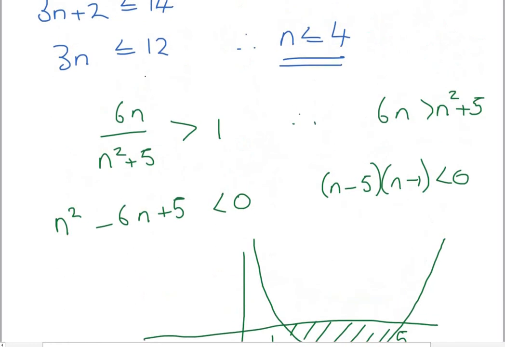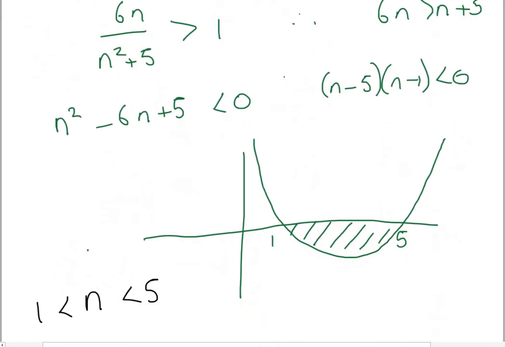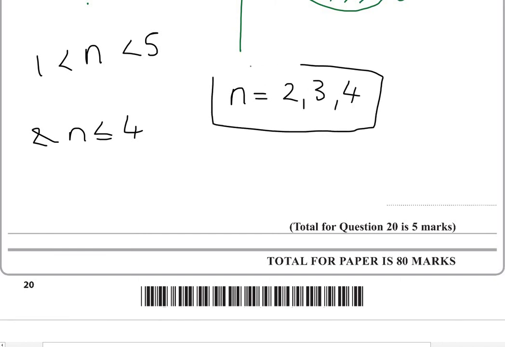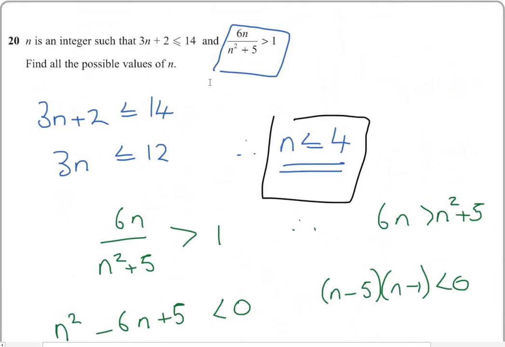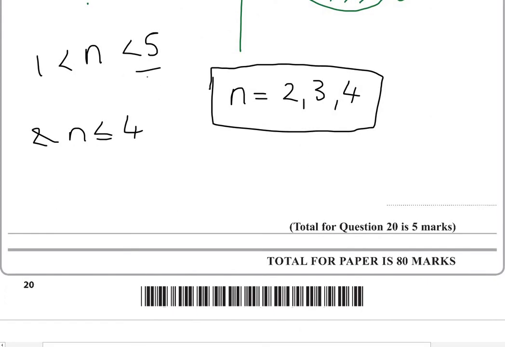But from earlier, up here, we also know that n is less than or equal to 4. So let me write that in as well. And n is less than or equal to 4. So that means our only possible values for n are 2, 3, and 4. Because, well, n is an integer, so a whole number. n can't be 5, because it's less than 5. It can't be 1, it's bigger than 1. So it has to be 2, 3, and 4.